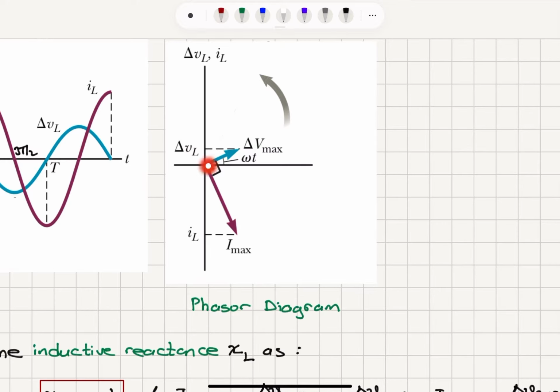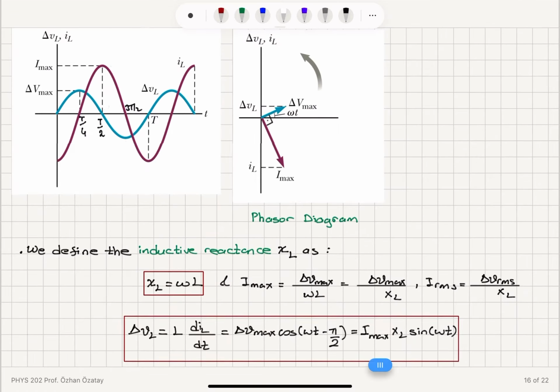Now, the current lags behind the voltage by pi over 2, so we have to go in the negative direction. The positive direction is counterclockwise, so the negative direction is clockwise. So we go 90 degrees in the clockwise direction. The current phasor has a maximum I max, which is delta V max over omega L, and it makes an angle omega t minus pi over 2 with respect to the x-axis.